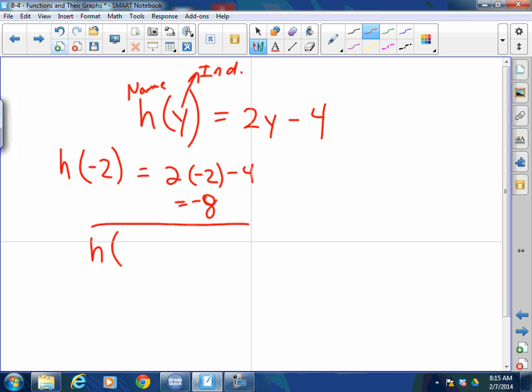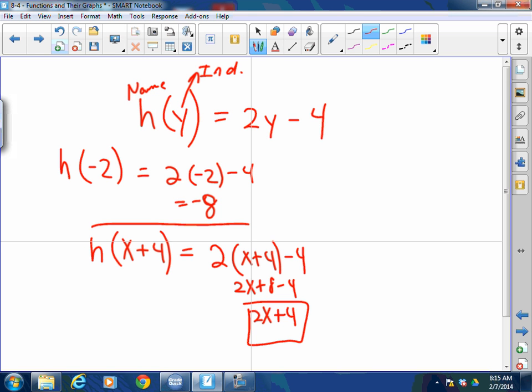Okay, well, the ones I like are stuff like this. What am I replacing my y with in this particular case? So this is going to be 2 times x plus 4 minus 4. So that's 2x plus 8 minus 4. So that would be 2x plus 4 for that particular function. I am replacing the independent variable with what I'm given. Does that make sense? Okay.